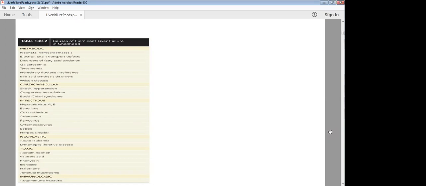All right, we go to the causes. That's the important thing you need to know. Based on Nelson, there are 6 main causes of acute liver failure in childhood.